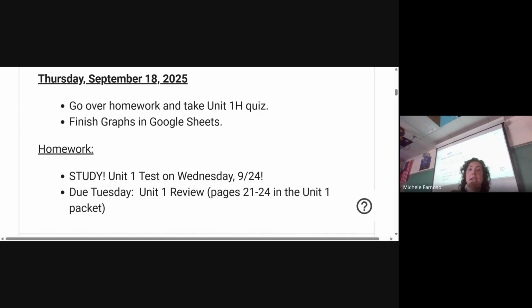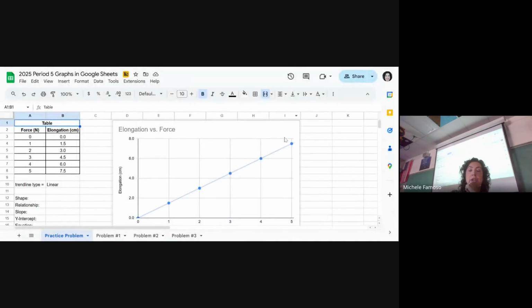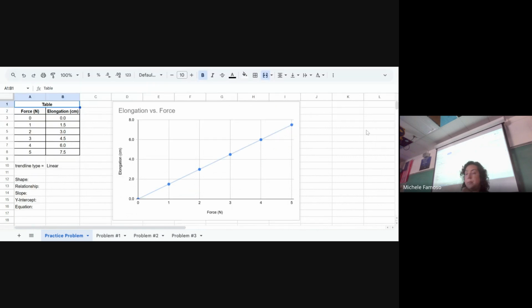So if we are looking at the file we were working on yesterday, this is the file. Remember, it has 4 tabs at the bottom. I'm going to get rid of that so it's a little bigger on the screen. Let's look at the practice problem tab. You'll see here on the bottom left that I'm now asking you for some additional information. These are the things that we're going to learn how to do today.